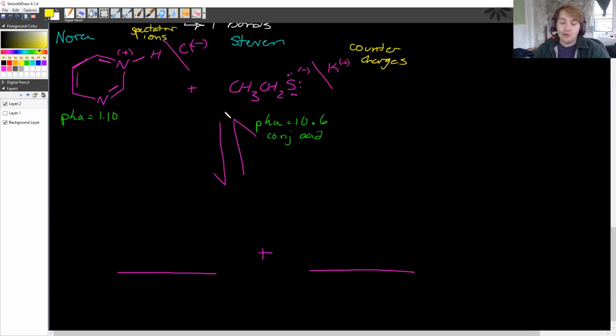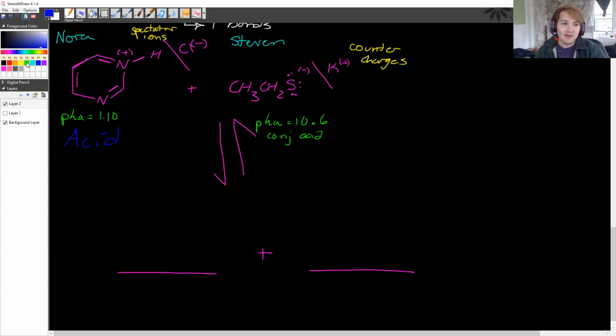Cool. So first steps first is identify the acid and the base. So is Nora or Steven going to be the acid? What do we think? I think probably Nora is going to be the acid. And there are a few different reasons why I can figure that out. One, we have a positive species. Generally, acids are positive or negative or neutral. So a positive really clues you in, oh, this is probably the acid.